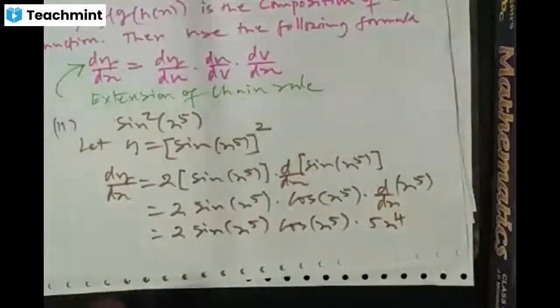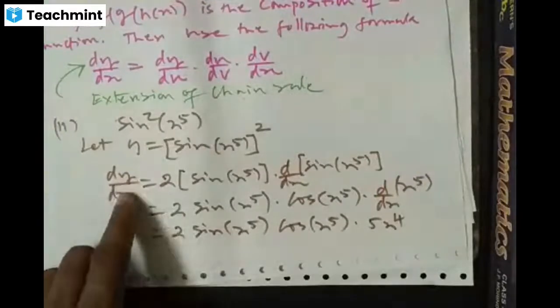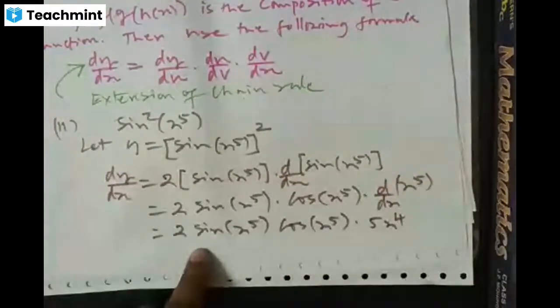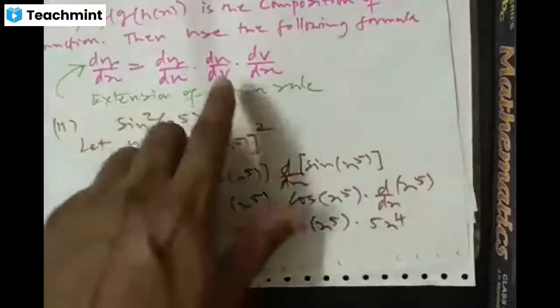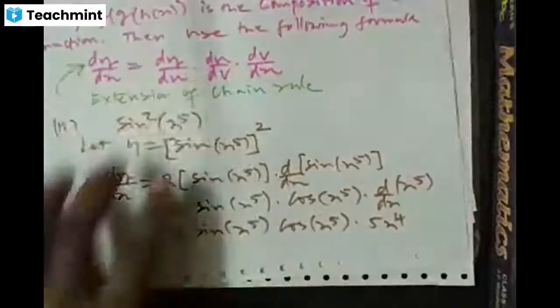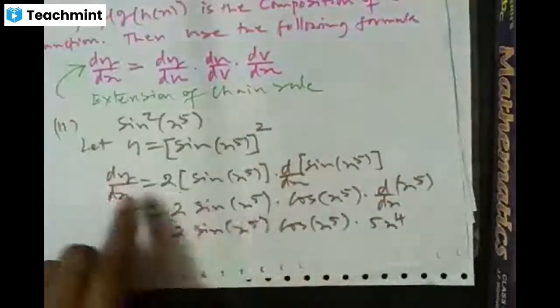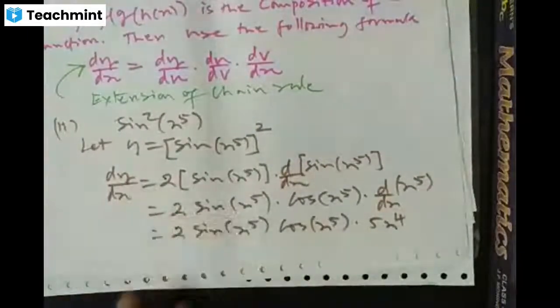Understood? Further, if you want, you can simplify it. I am not going to do it. And one more thing is, if you are comfortable, directly you can write dy by dx. You can straight away jump to this step. No need to write these two steps. Don't take u, v and all here. Straight away find dy by dx like this.